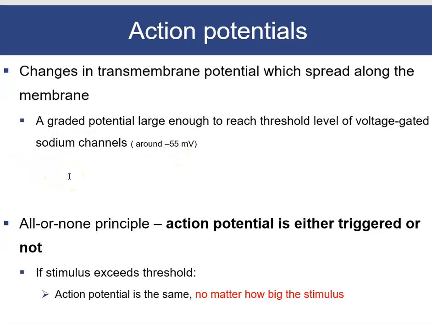An action potential is an all or none principle. An action potential will either be triggered or it won't. As long as that stimulus is strong enough to reach threshold, an action potential will be generated. The action potential will be the same in that neuron, no matter how big the stimulus is. So, for example, if you stimulate the axon with 10 volts, you get an action potential. But if you stimulate it with 50 volts, the action potential is going to look exactly the same. As long as you reach threshold, you will get an action potential.